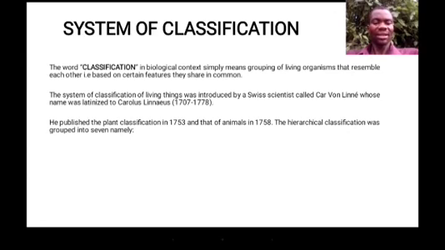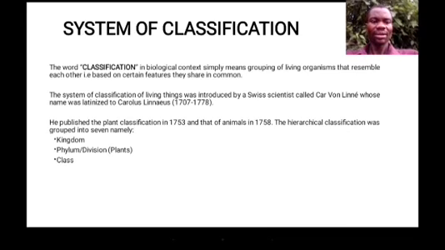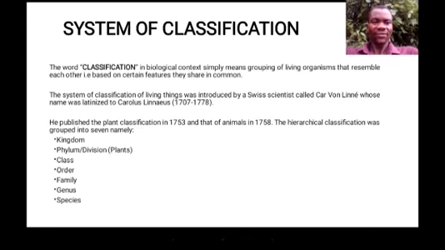The hierarchical classification was grouped into 7 according to Carolus Linnaeus. The first group is the kingdom. The second is phylum or division. So phylum is used for animals and division is used for plants. Class, order, family, genus, species. So we have 7 classifications.